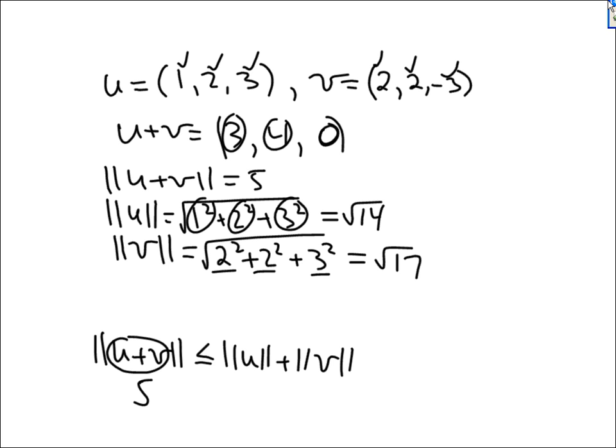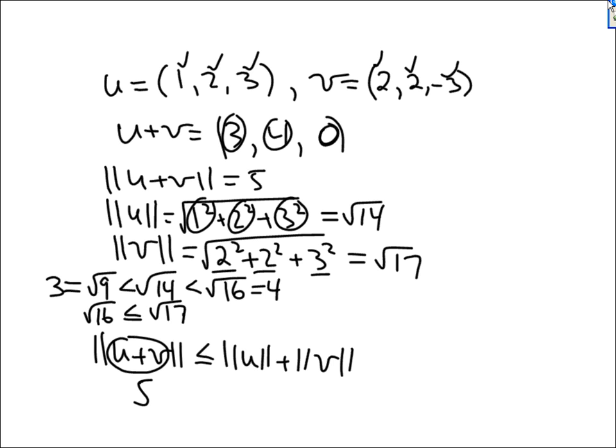Let's see if we can figure this out without a calculator. The square root of 14, well, the first number below 14 I know the square root of is 9. It gives me 3. And the first number above 14 that I know the square root of is 16, which is 4. So the square root of 14 is between 3 and 4. Now, 17. The first number below 17 that I know the square root of is 16, which is 4.